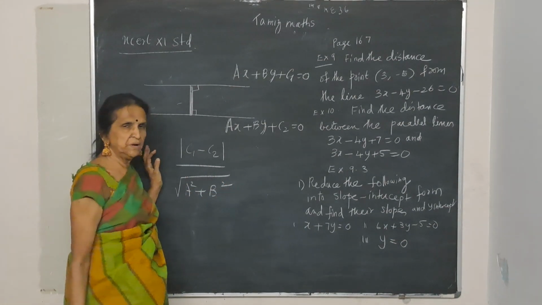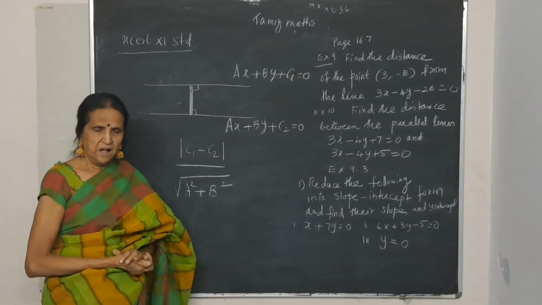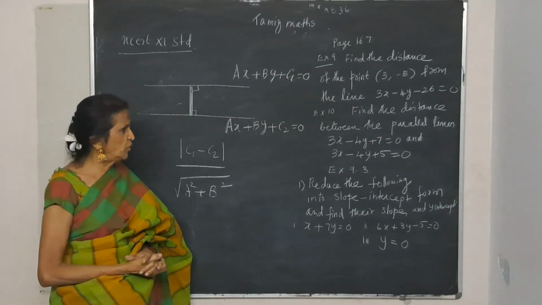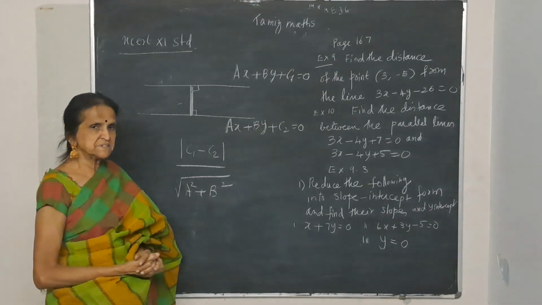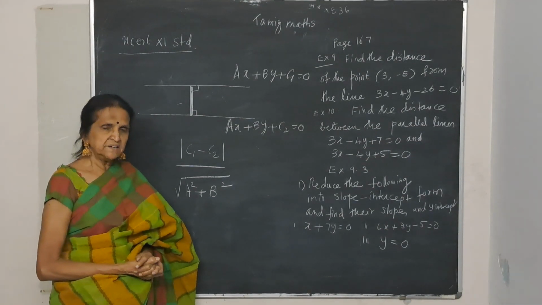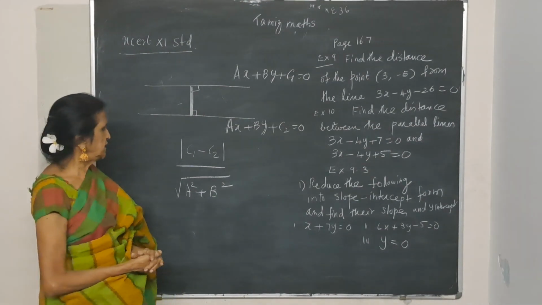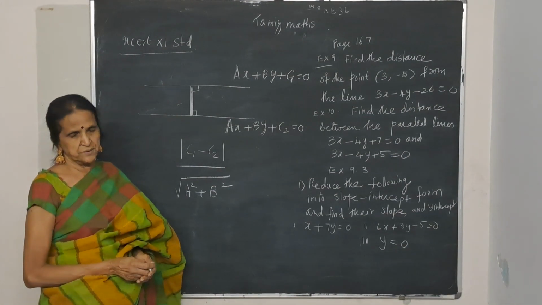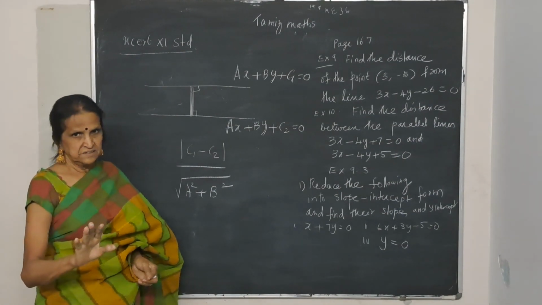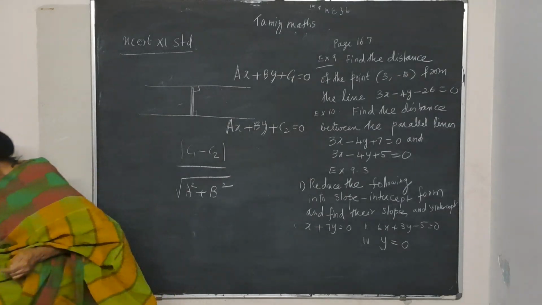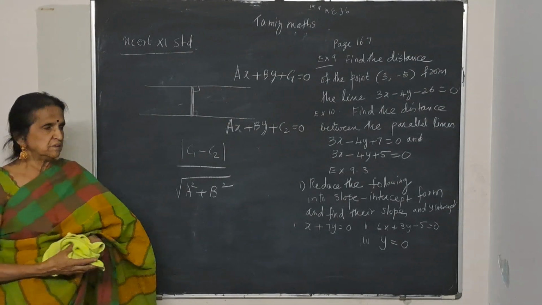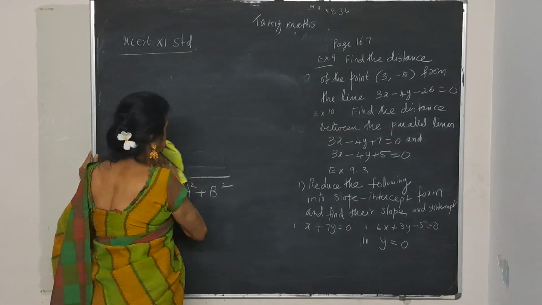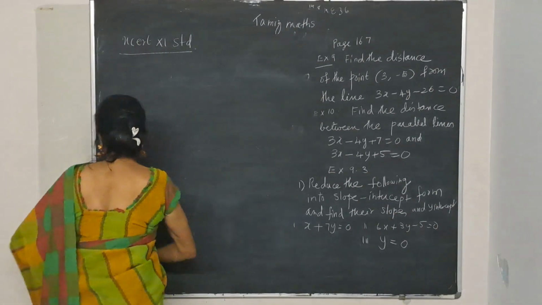So the second formula we are going to use will be, I have two parallel lines ax plus by plus c1 equal to 0 and ax plus by plus c2 equal to 0. The distance between them will be given by modulus of c1 minus c2 divided by root of a square plus b square. Fine. That is the second formula we will be using. Now we go for the third formula. What is the third formula we will be using?